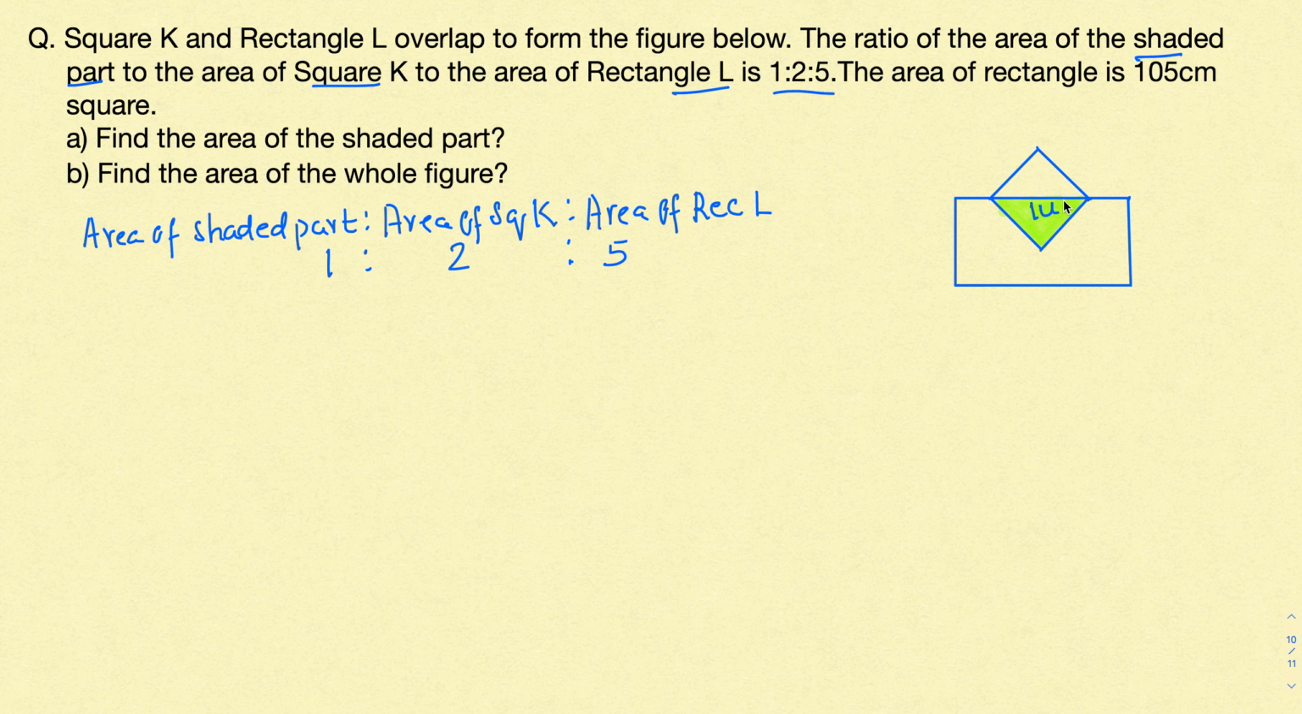So if the shaded part is 1 unit and the total area is 2, how much will be the unshaded part? This part, it will be 1 unit, so that the total is 2 units. So we can write it here actually. Area of square K can be broken down into 2 parts. One is the shaded part, another one is the unshaded part. So we can write shaded, and then another part is unshaded.